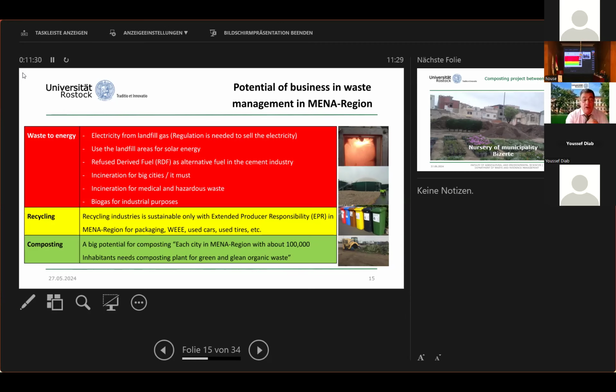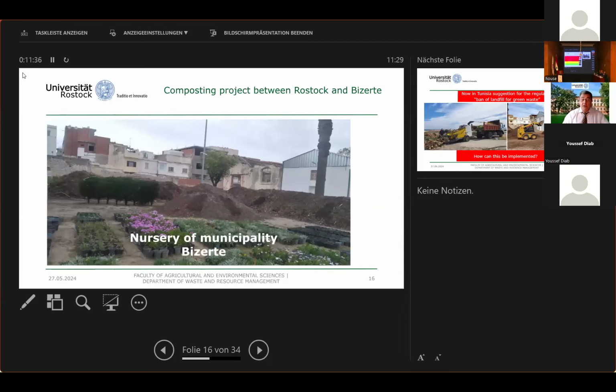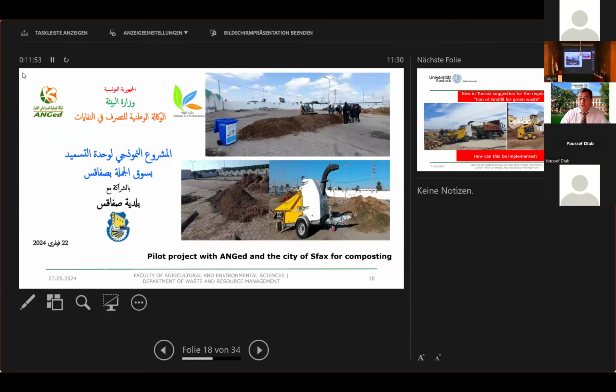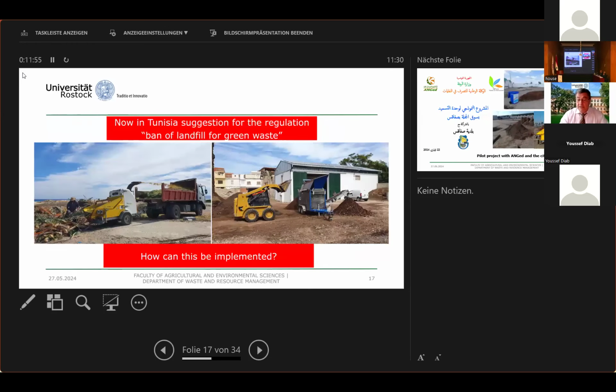So incineration for big cities, recycling, composting. That's one project we do in Bizerta in Tunisia, a composting project. We need a lot of such composting projects in the MENA region. We can create jobs, we can build technologies, and so on. So maybe that's the solution we need.